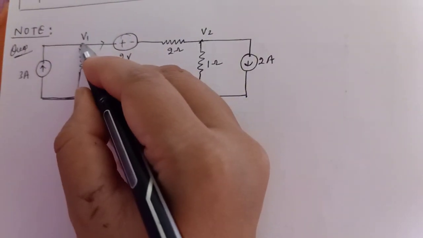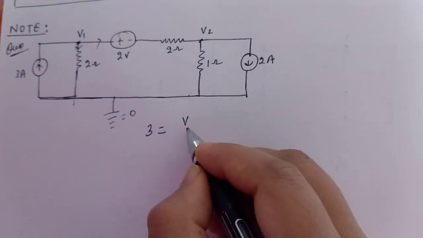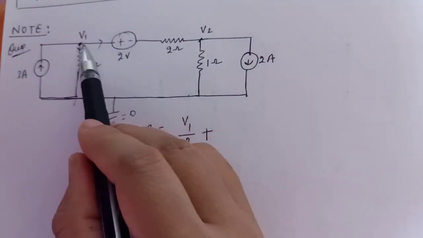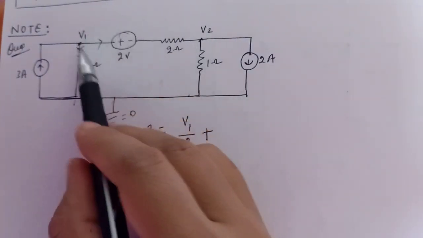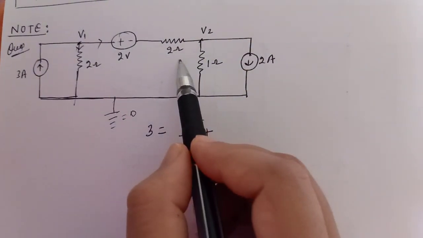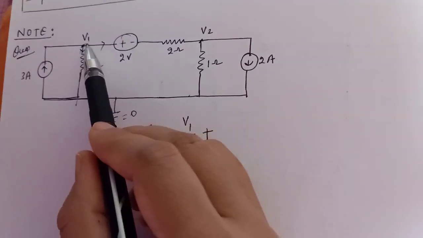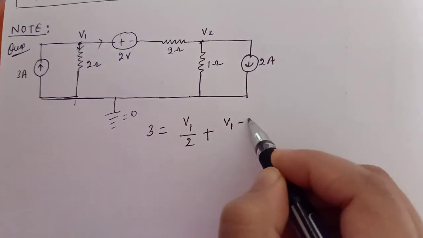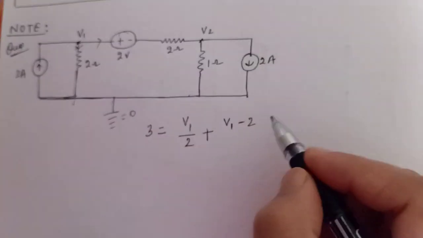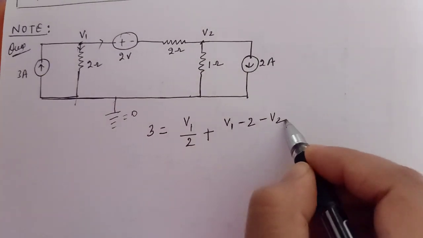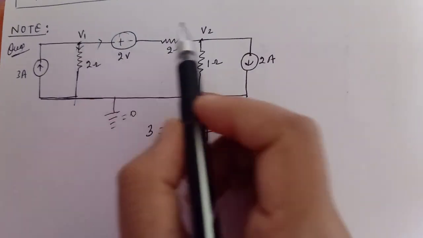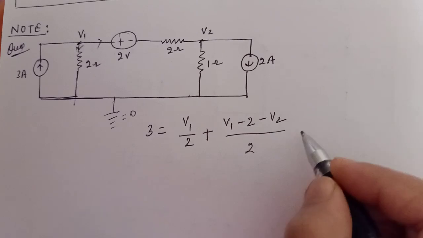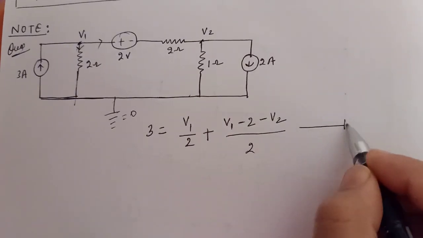This I am taking as high potential. So V1 divided by 2 plus, what will be the value of this current? Total drop divided by this resistance. So how many drops are there? V1, V2 and 2 volt. So the total drop will be V1 minus 2, because the plus sign is coming, minus V2, because this I have taken as high potential and this I have taken as low potential, divided by 2. Clear? So this becomes the first equation.